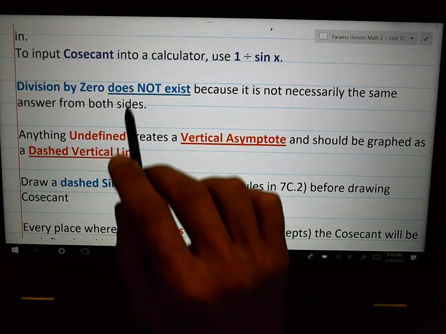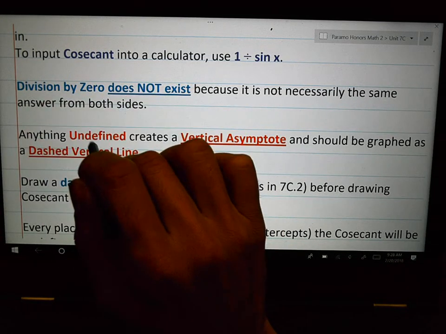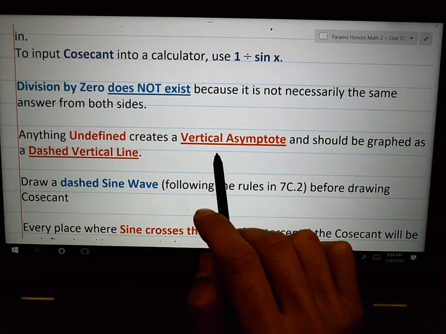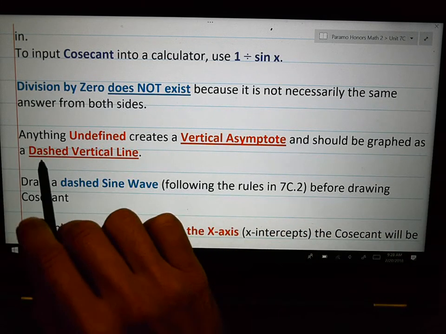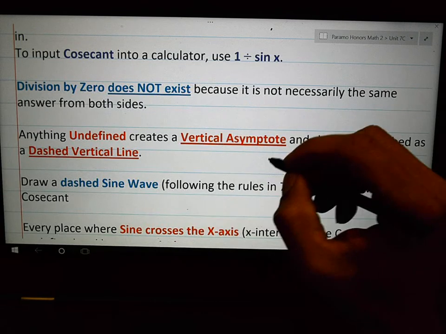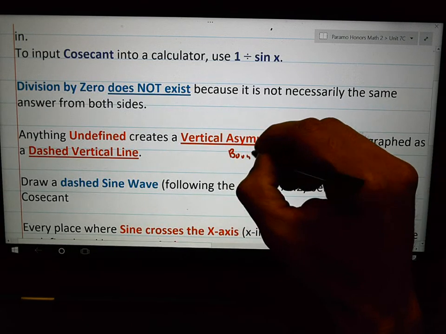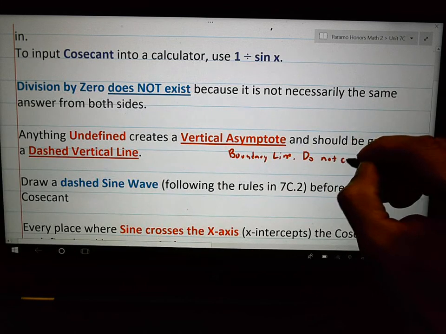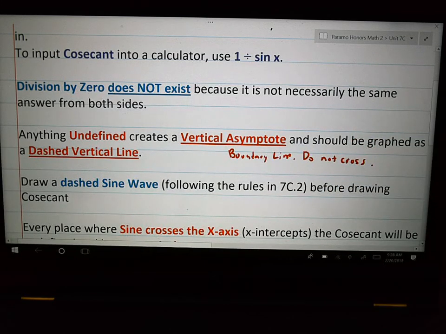When we divide by zero, it's going to create an undefined value. On a graph, that means there's going to be a vertical asymptote. You are going to draw it as a dashed vertical line, meaning this is a boundary line that you cannot cross. I want you to think of an asymptote, just like you learned a long time ago, as a boundary line that you do not cross. You can approach it, you can get closer to it. As a matter of fact, you get infinitely closer to the line as you go towards positive infinity or negative infinity, but you never actually get on top of the line. It doesn't exist at that point.